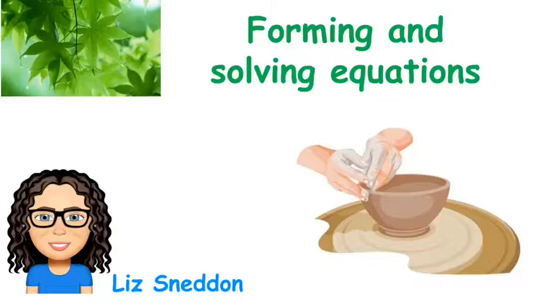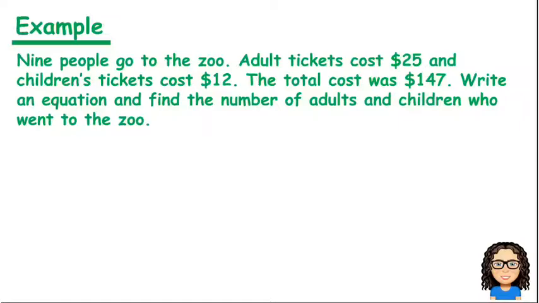Let's have a look at how to form and solve equations. Here's an example. 9 people go to the zoo. Adult tickets cost $25 and children's tickets cost $12. The total cost is $147. So write an equation and find the number of adults and children who went to the zoo.